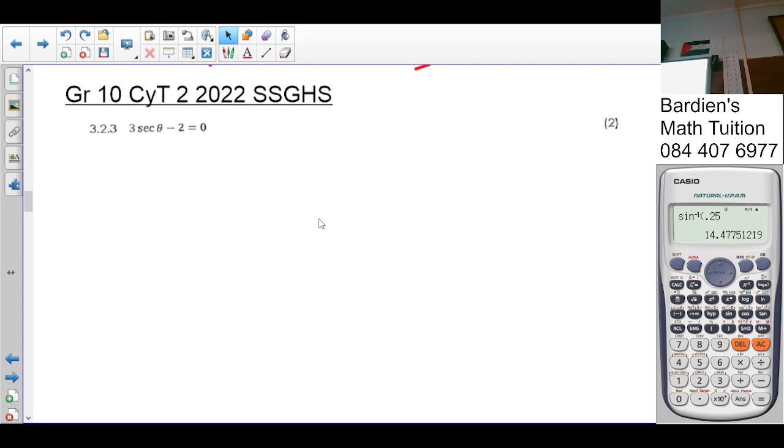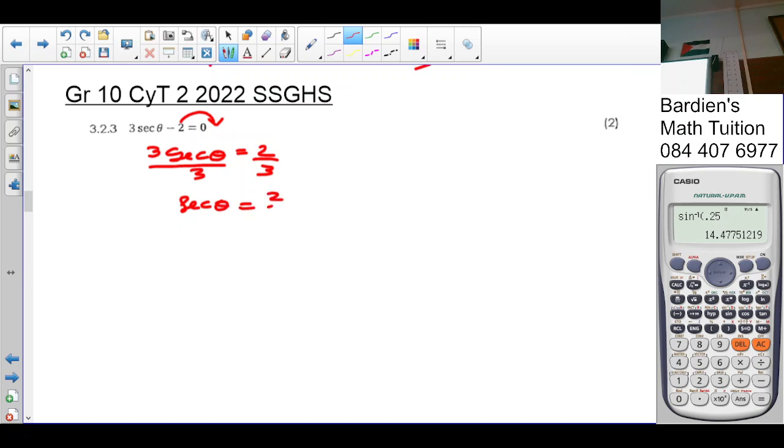Here we got 3 sec theta minus 2 is equal to 0. So first isolate the trigonometric ratio. So it will be 3 sec theta equals 2. So I divide by 3 both sides. So sec theta is equal to 2/3. But sec is the reciprocal of cos. So it's 1 over cos theta is equal to 2/3. So you take its reciprocal on the one side is equal to the reciprocal on the other.